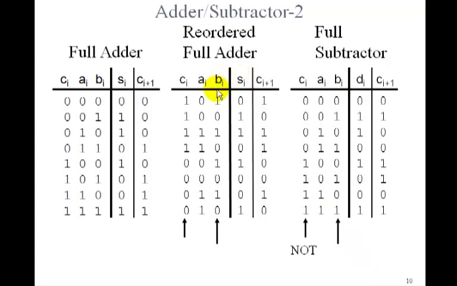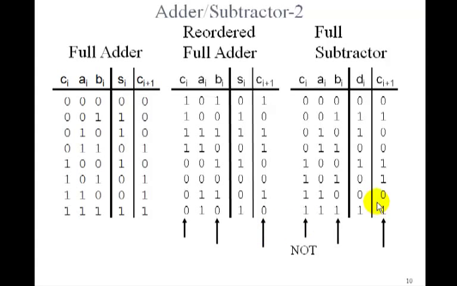So this B is just the not of this column. How about the S and the D? Well, they're identical. How about C(i+1) and C(i+1) here? Here's 1, 0, 1, 1. This is 0, 1, 0, 0. And this is 0, 0, 1, 1, 1, 1, 0, 1. So again, this is just the not of that column. So the CI of the full subtractor, the CIN, is just the not of the CIN for a full adder. The B is just the not of the BIN for the full adder. And the Cout is just the not of the Cout.